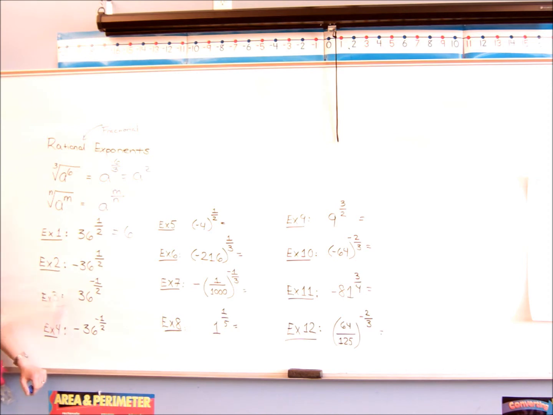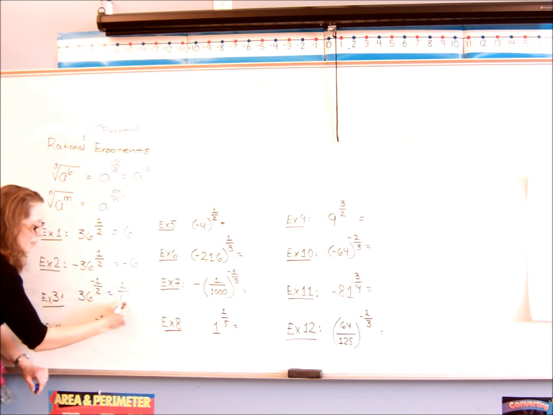Okay, now, this one says opposite of 36 to the 1/2. What's the opposite of the square root of 36? -6. Very good. Now, this time I put the negative in the exponent. What does a negative exponent do for us? Flip it to the denominator. Correct. So this is in the numerator, we're going to flip it to the denominator. Excellent. So we're still going to do the square root of 36, which is 6, but we're going to put that 6 in the denominator. Very nice. So 1 over 6.